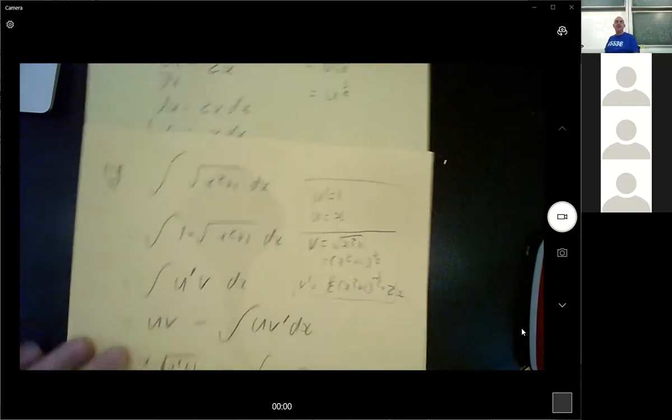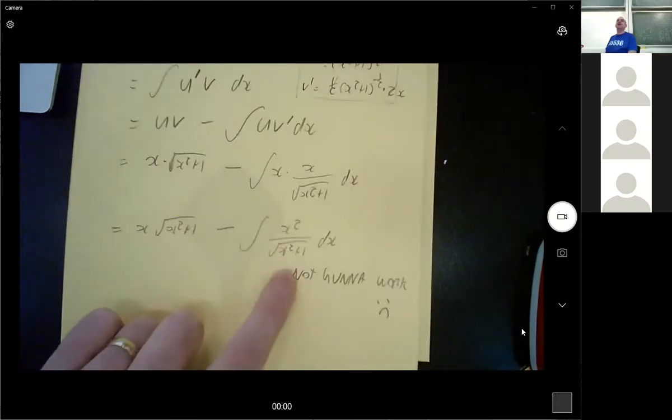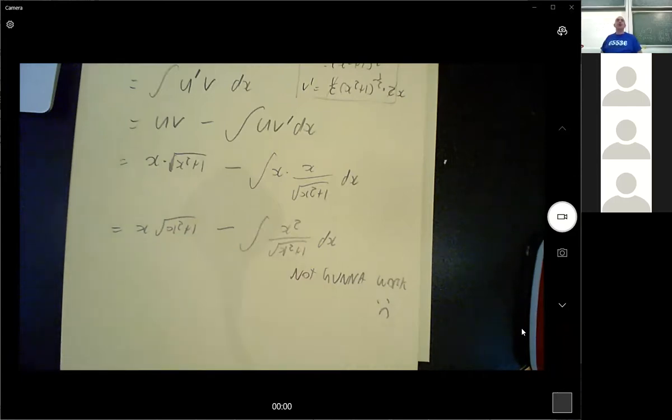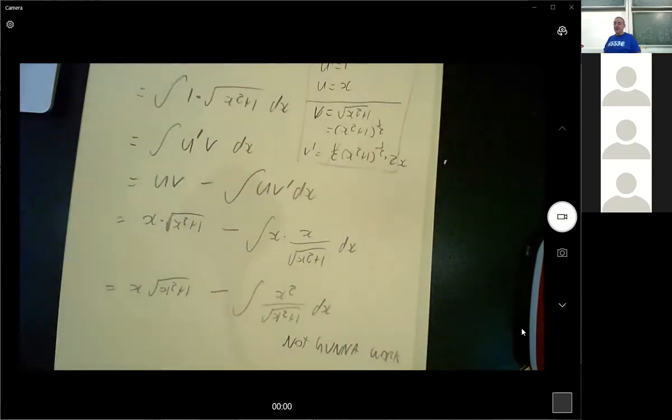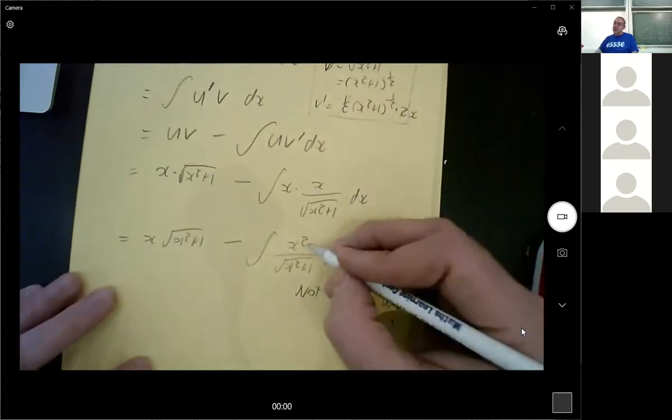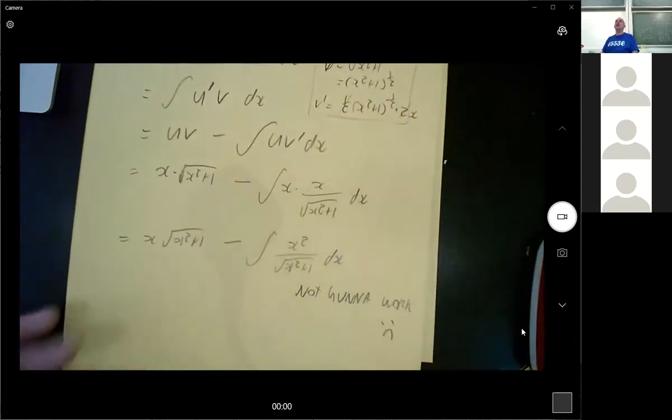Sad face. If it had been 1 minus x squared, then that would have been great, and I would have been able to get to where I want to go. If it had been a 1 minus x squared, then this approach would have worked. What I was going to do is put a plus 1 here and a minus 1 so that it matches the bottom and I can cancel some stuff out. So, all right, sad face.